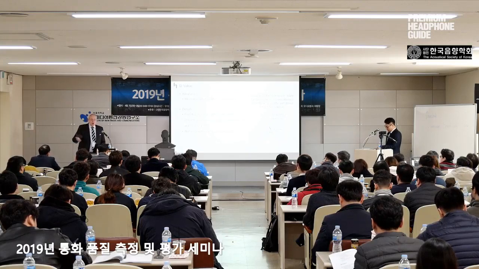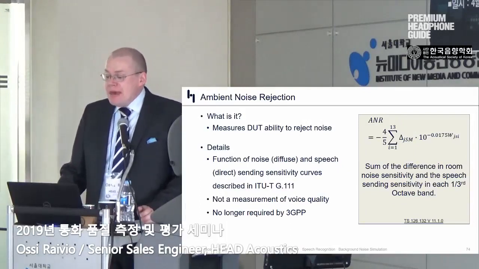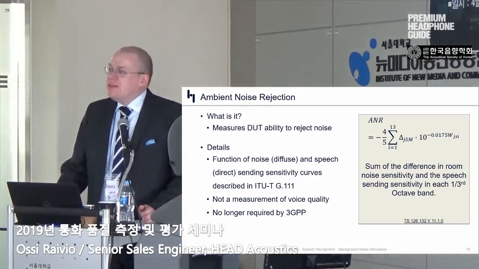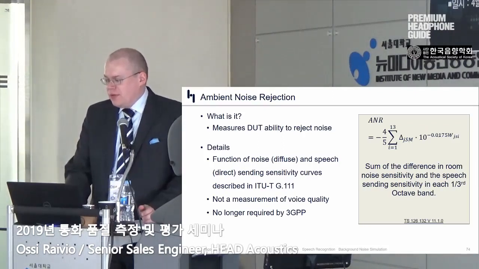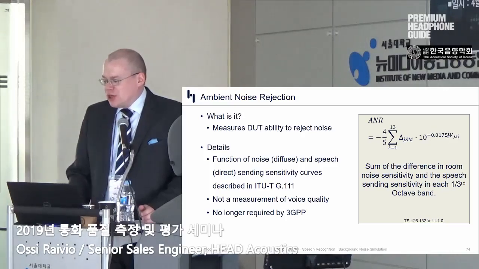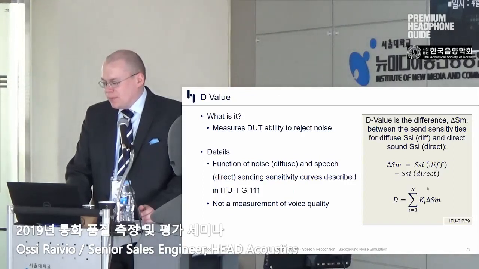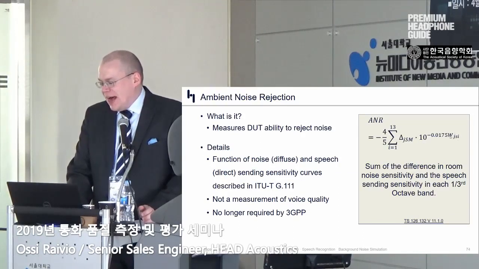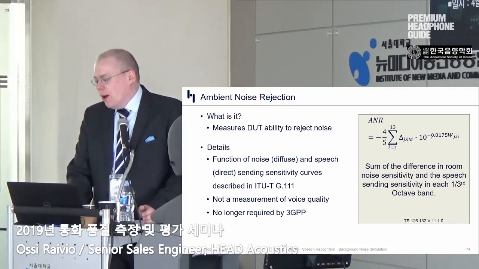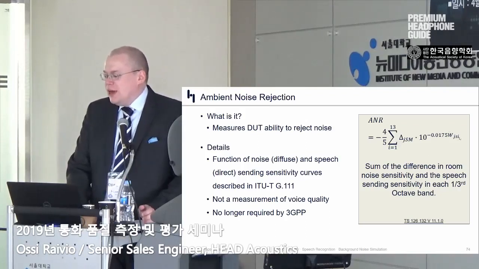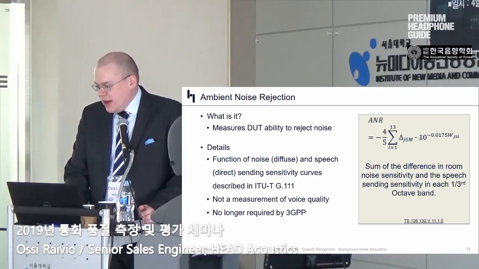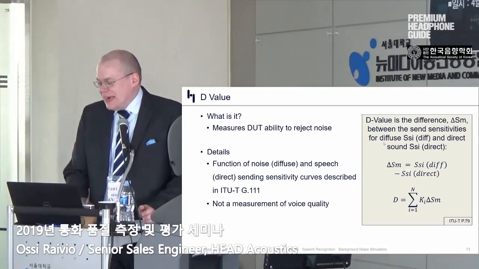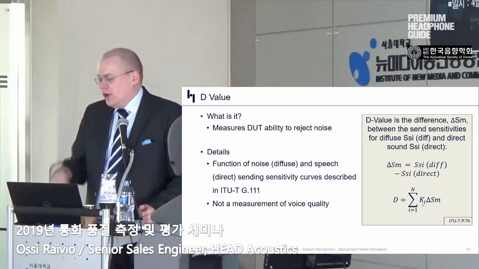There is then the close relative to D value, which is ANR, ambient noise rejection. The main difference between D value and ANR is the weighting function. You can see the formula looks slightly different. There is a strange correction factor there, but it's just that here you have the weighting function just as a KI, whereas here the weighting function is a WJSI, and you just have to calculate 10 to the power of minus something times. It's just that the form of the weighting function is different. But you can think that this here is just a different kind of a weighting function. And there is a minus 4 over 5 in the beginning of it.